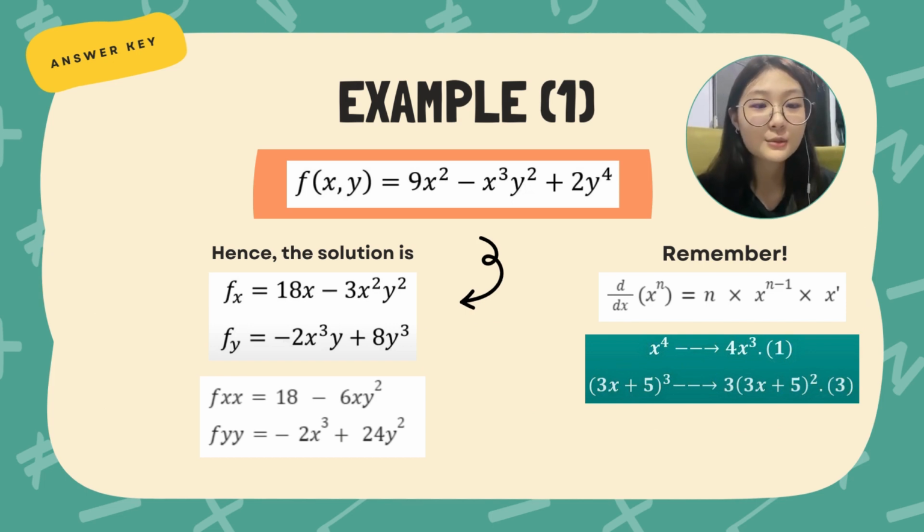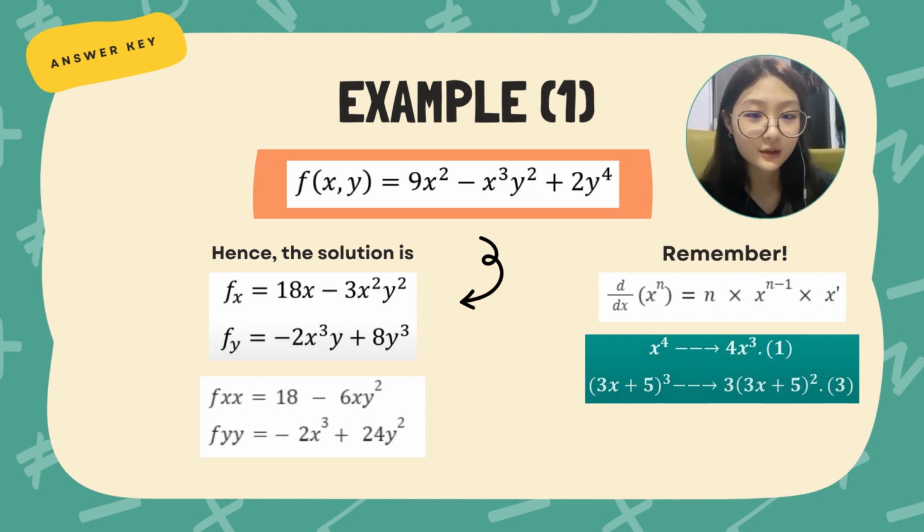Now, what we need to remember, as you can see on the right, I've already given a formula, which is x to the power of n. Here, the n has to come down, which is n times x to the power of n minus 1, times x prime, and that's how you find the derivative. And you can see a few examples given below. So we're going to apply that to the question that we have.